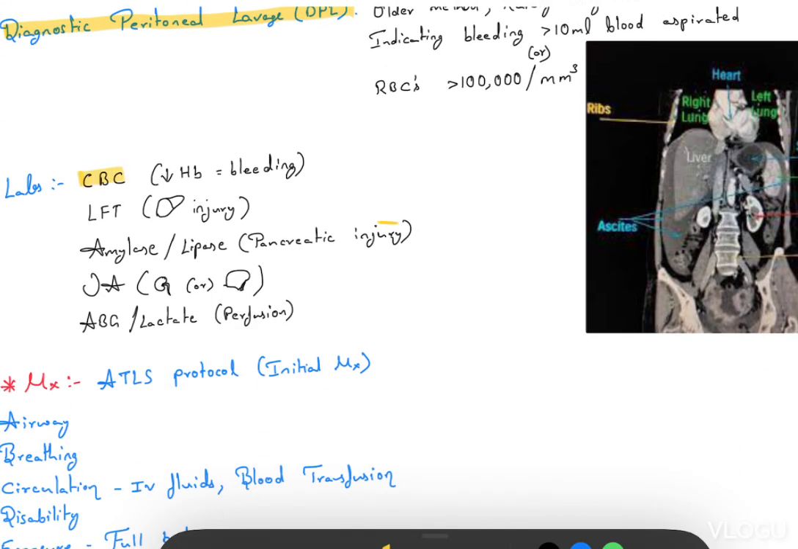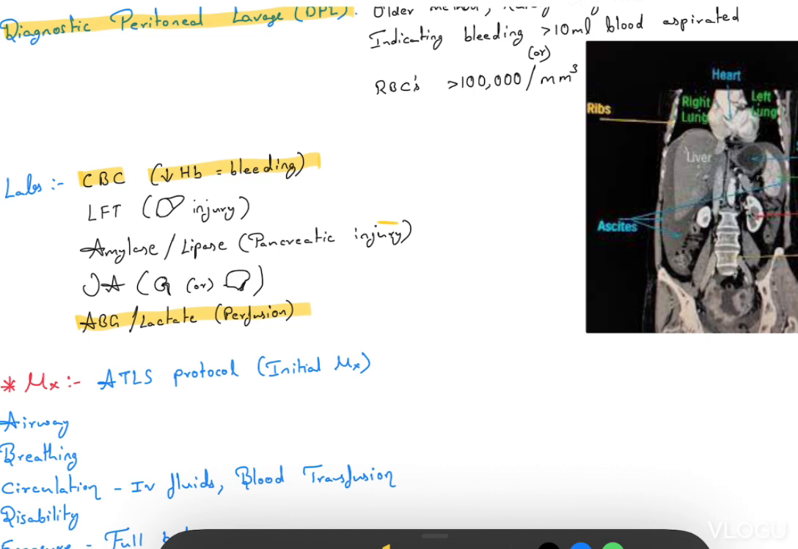Next, laboratory tests. Some labs we have to do, like CBC and hemoglobin for bleeding, and we can go with ABG and lactate for checking perfusion. Coagulation profile is very important, and cross match blood. Okay, so these are the things we have to do.